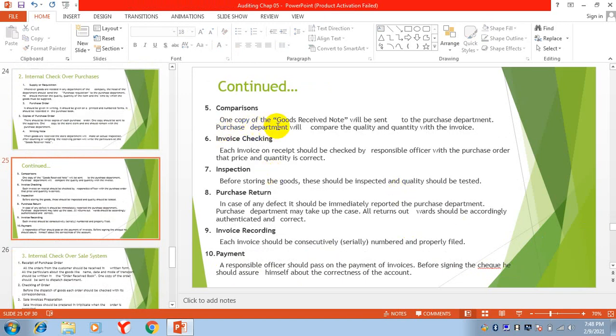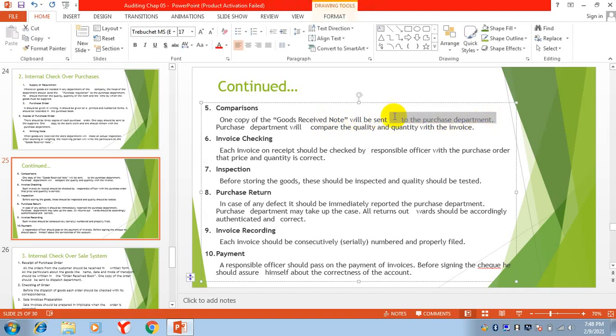Comparisons. One copy of the goods received note will be sent to the purchase department. The purchase department will compare the quality and quantity with the invoice, and check whether the quality and quantity match the invoice that you are sending to the supplier.